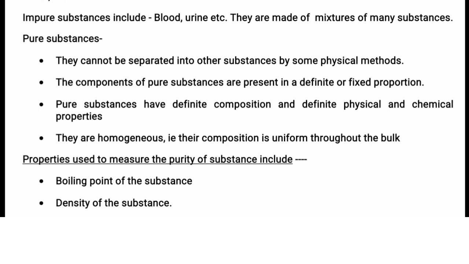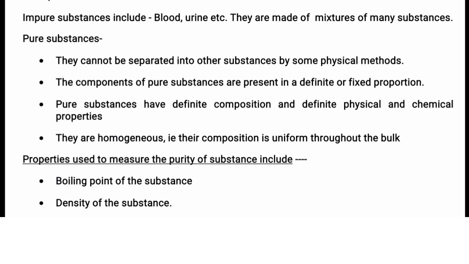Number 3, pure substances have definite composition and definite physical and chemical properties. Since they are uniform and homogeneous, they have definite physical and chemical properties. The way you look at them is the same anywhere, any place. They have the same chemical properties too. They look alike, that is, their composition is uniform throughout the bulk.